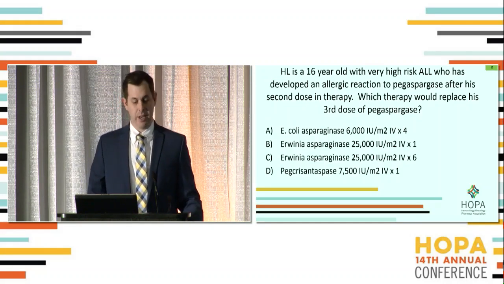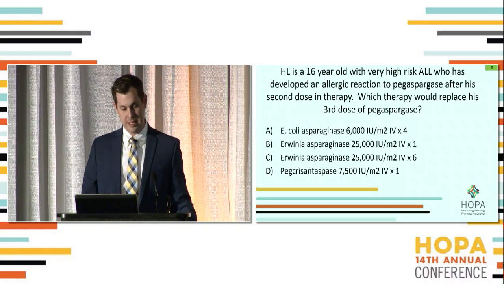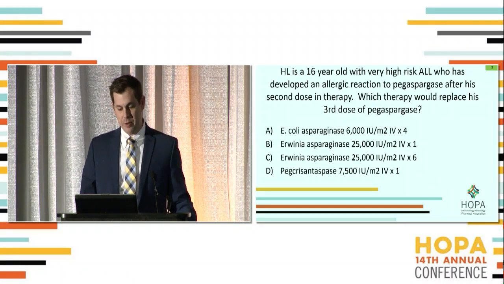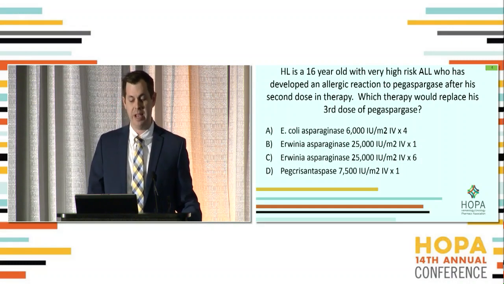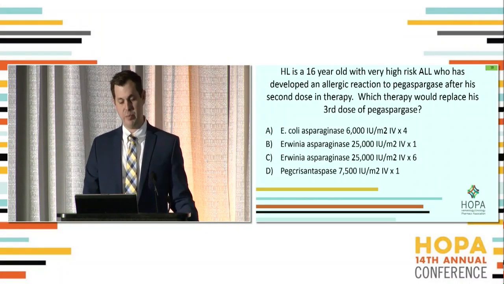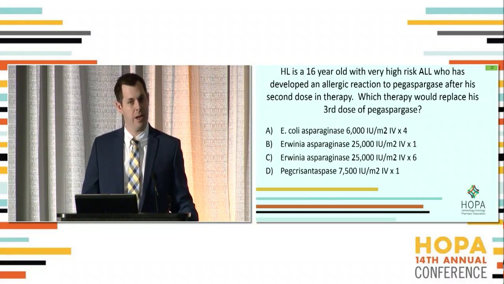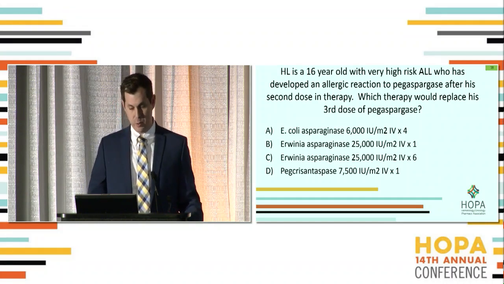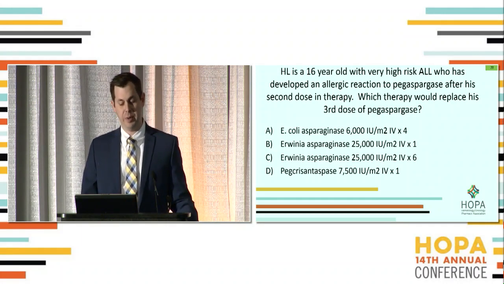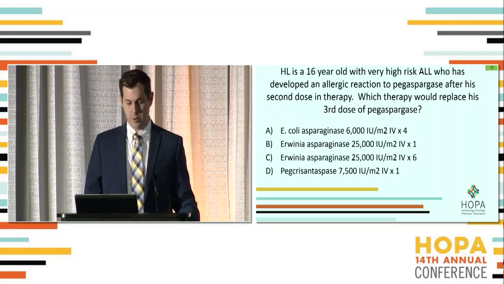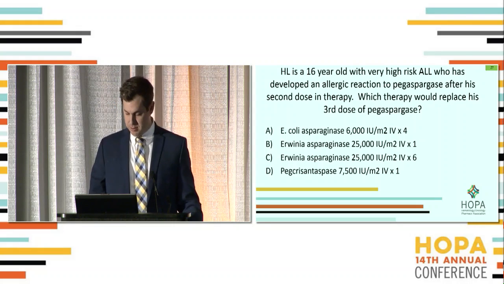So that brings us to our first audience response question. HL is a 16-year-old with very high-risk ALL who has developed an allergic reaction to PEG asparaginase after his second dose in therapy. Which therapy would replace his third dose of PEG asparaginase? Is it A, E. coli asparaginase 6,000 international units per meter squared IV times 4, B, Erwinia asparaginase 25,000 international units per meter squared IV times 1, C, Erwinia asparaginase 25,000 international units per meter squared times 6, or D, PEG chrysanthus-based 7,500 international units per meter squared times 1. And I'll give you guys just a couple of minutes to respond.